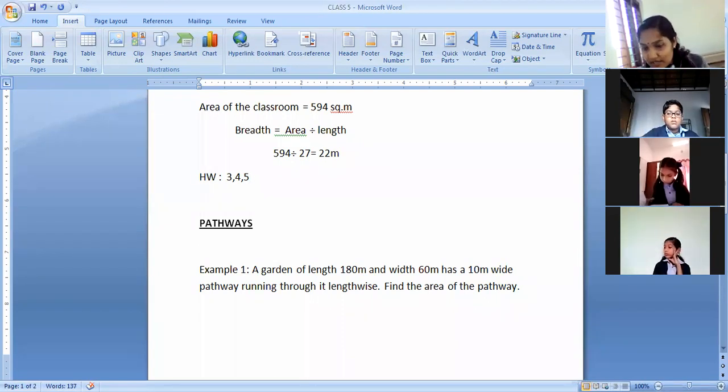Then perimeter. If you know the length and breadth, you can easily find the perimeter. That's a simple way. Clear?